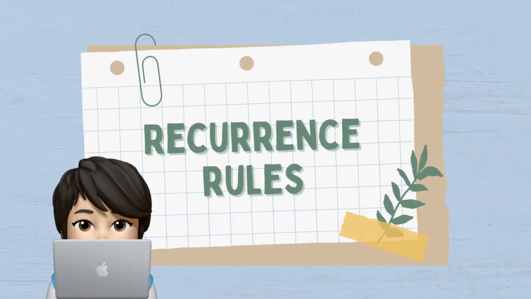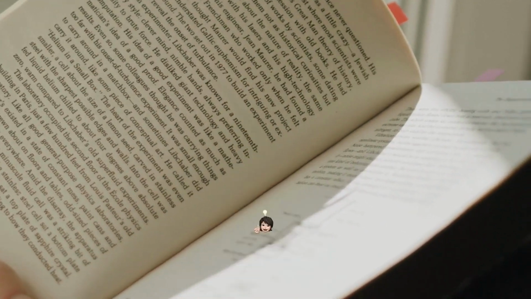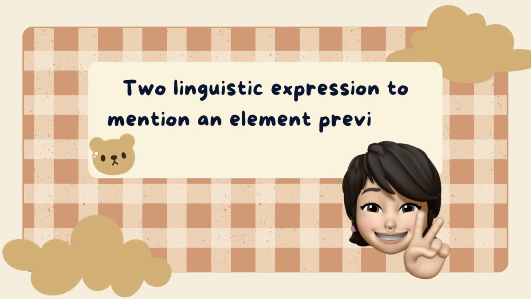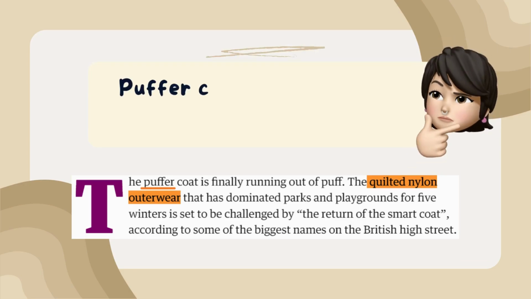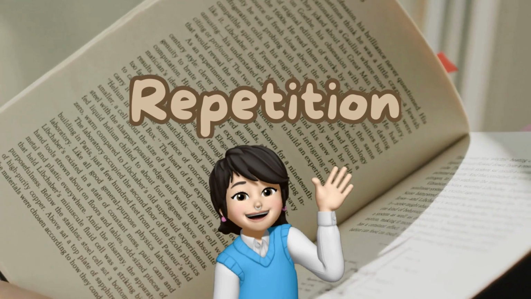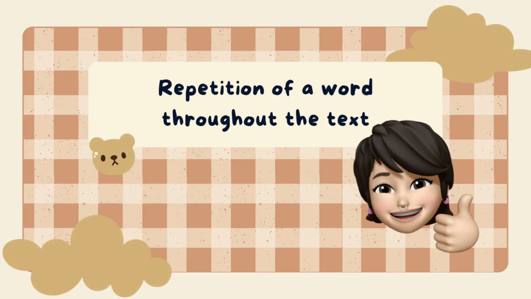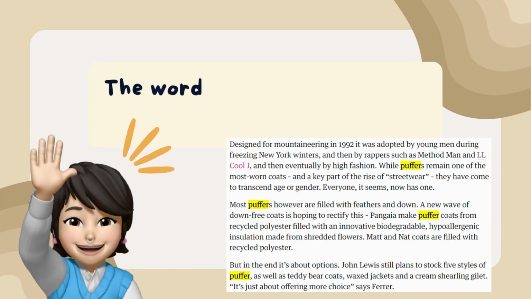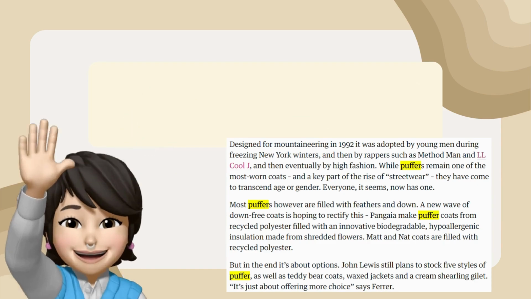Recurrence rules were found in the expository text. Starting with the coreference, which is the use of two linguistic expressions to refer to an element mentioned before. In this case, the word puffer coat was referred to as quilted nylon outerwear. Next, we have the repetition of a word or expression throughout the text. In this case, the word puffer was repeated several times.